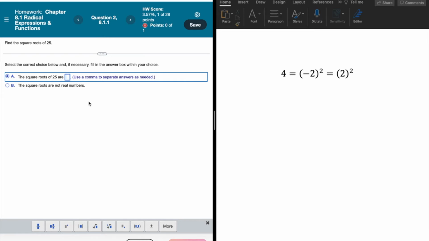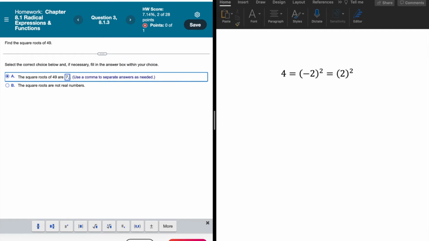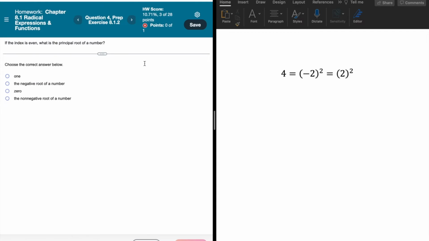So what are the square roots of 25? Well, by the same idea, 5 or negative 5. Square roots of 49 are 7 and negative 7. And at this point, if we get more repeated questions like this, we'll just move on.